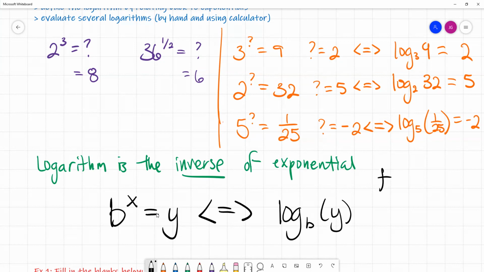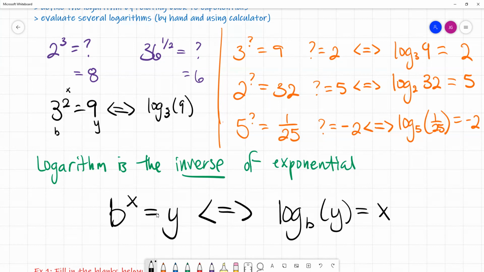Okay, think of like when we have this right here. We don't say f times 2, we say f of 2. It's a function. And that makes sense if you think about these statements up here, right? If I look at this first one, this says 3 squared is equal to 9. So in this setup, this 3 is my b, this 2 is my x, and this 9 is my y. So if I want to rewrite it as a log, that's going to be log base 3, because that's my base b, of y, so of 9, is equal to x, 2.